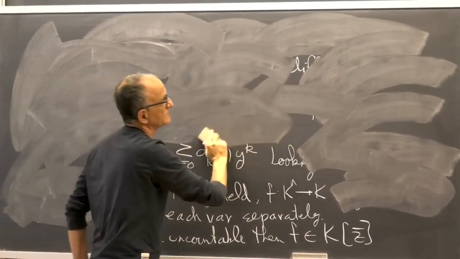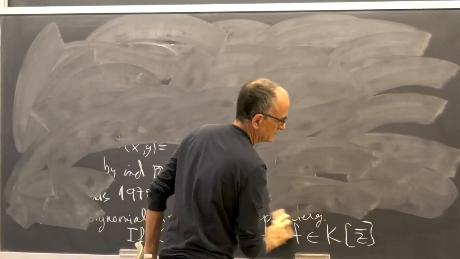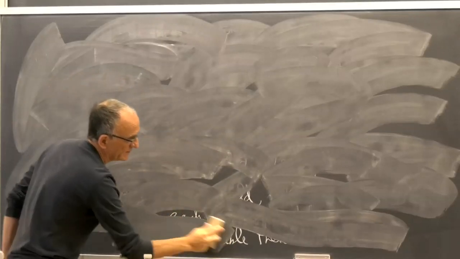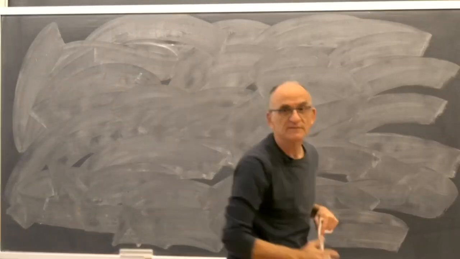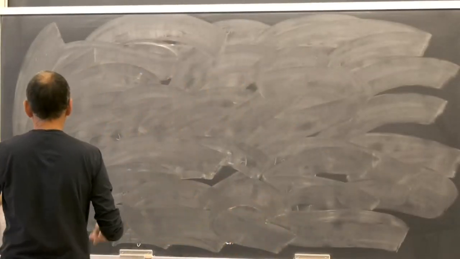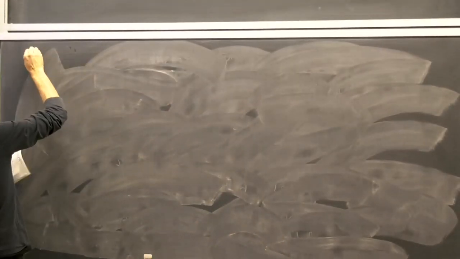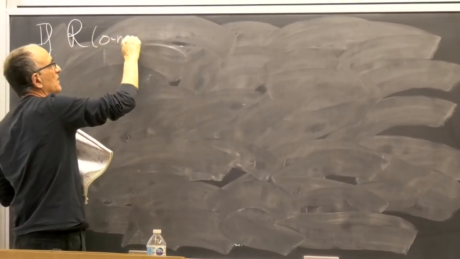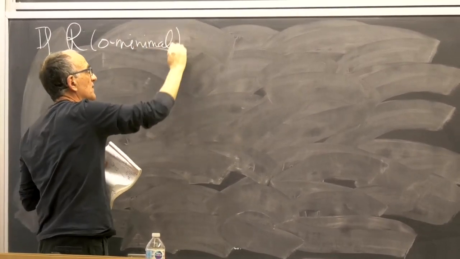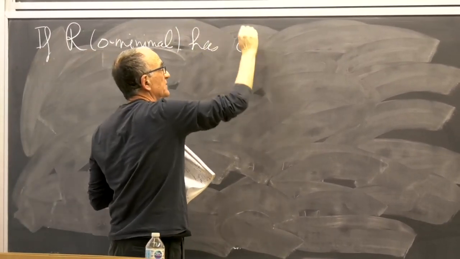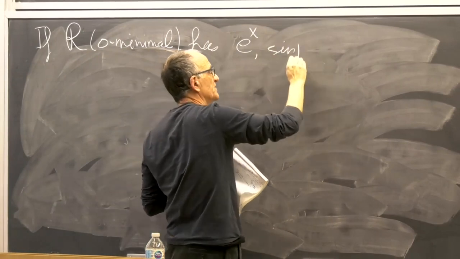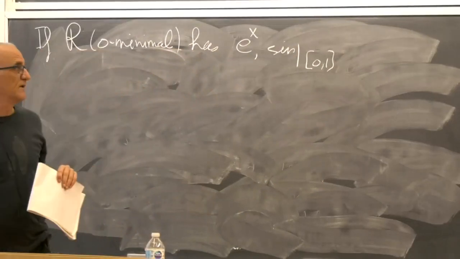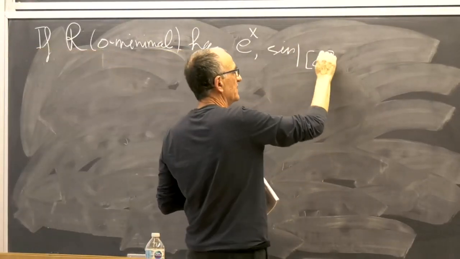I guess you only need R_an with restricted sine or something. Right, but R_an with restricted sine. You need R with restricted sine and cosine. Right, that's all. If R is the o-minimal structure that has e to the x restricted to some interval, it doesn't matter which one, because we can get it everywhere. Let's put pi, just to be safe.